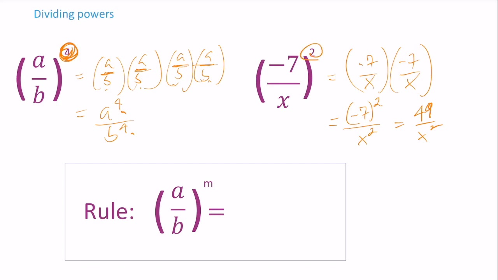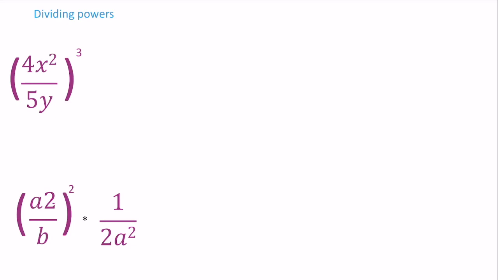So the rule: if you have a divided by b and you raise it to the m power, both parts of your quotient are going to get raised to the m power. You'll just have a to the m over b to the m. So let's apply that a couple places, right?